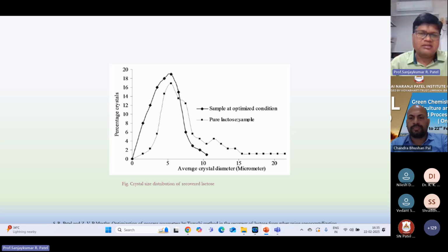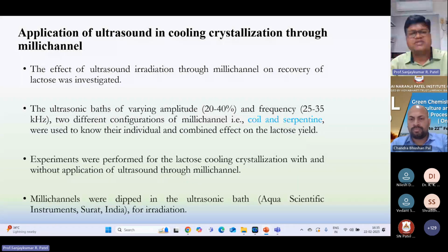And this is just the pure lactose. We purchased the lactose sample and its distribution was taken, and you can see there is an uneven-sized crystal distribution. So if we can produce lactose with the help of this technology, we are able to get a more uniform crystal size distribution for crystal products. Then we thought of another process for the recovery of lactose, but using cooling crystallization techniques.